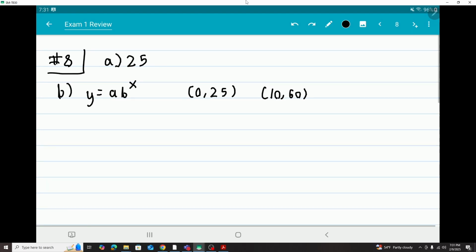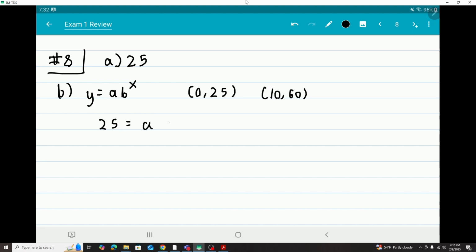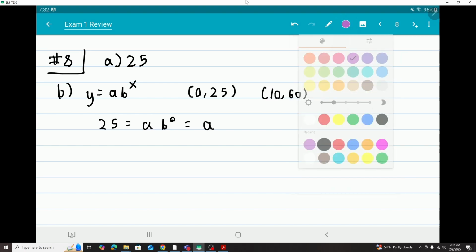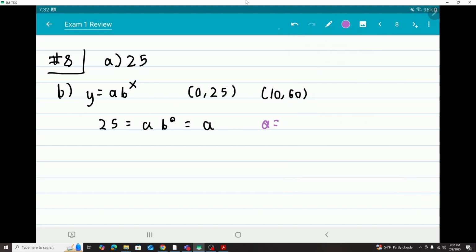And so now we just plug both of these points in, and we're good to go. Because we have x equals 0, when we plug in the first one, we get 25 equals a times b to the 0. But b to the 0 is just 1, so that tells us a is 25. We said in class a was the initial value for a problem like this. And so our real equation is y equals 25 b to the x.